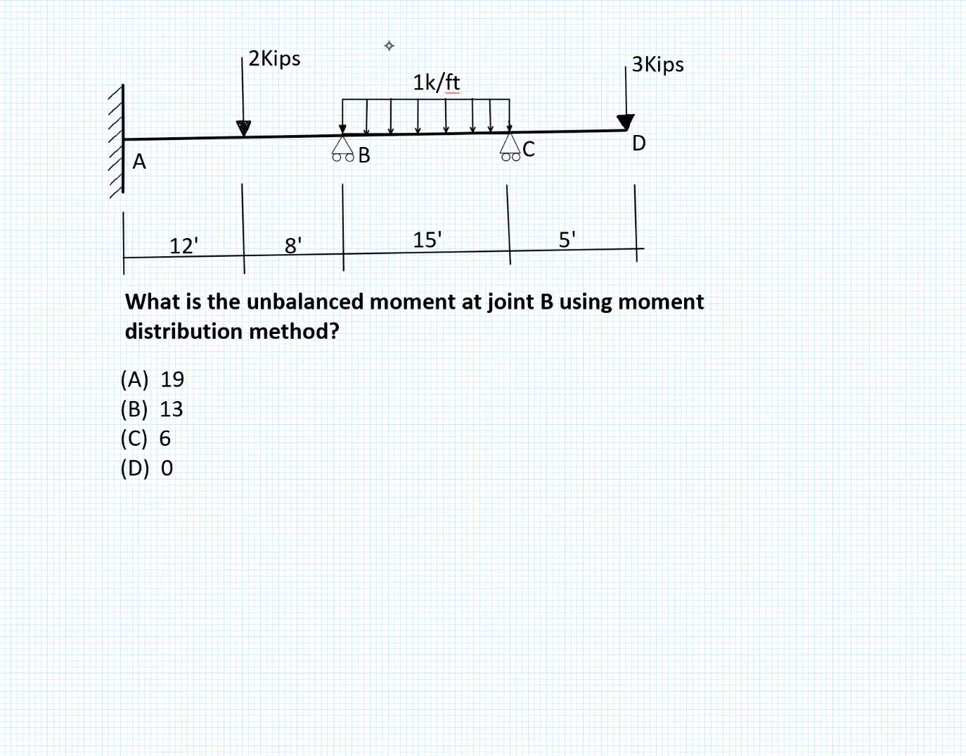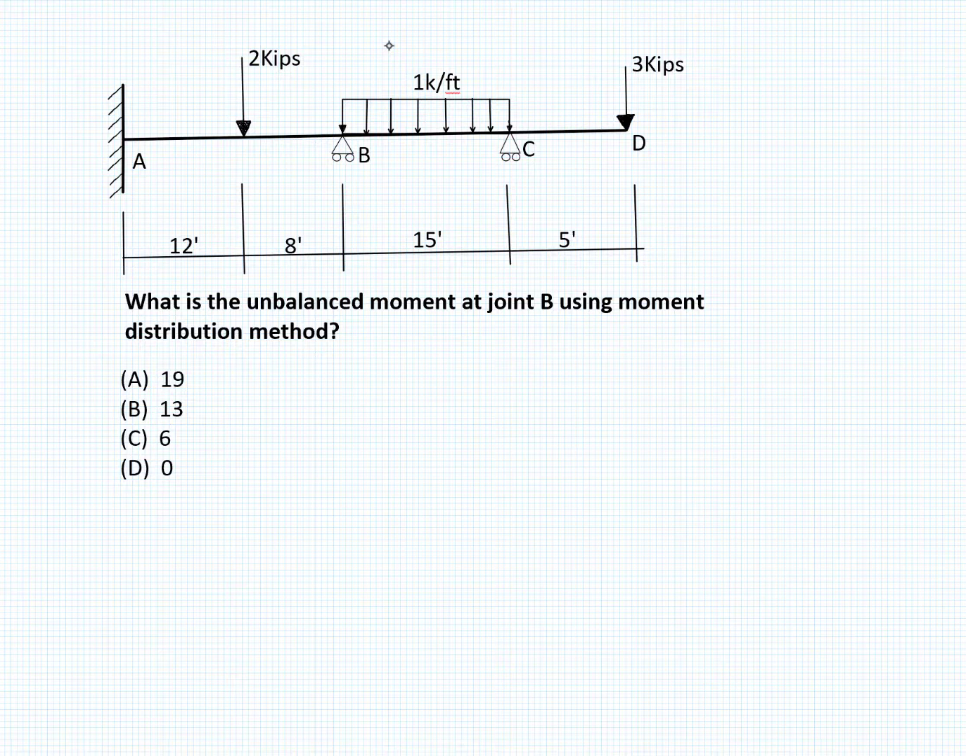Hello everyone. We have a problem of an indeterminate beam with three joints. There's a fixed support at point A, a roller support at point B, and a second roller support at point C, making three joints. And we have a point load, a distributed load, and another point load at the end.